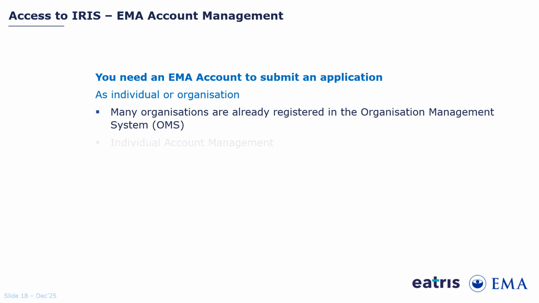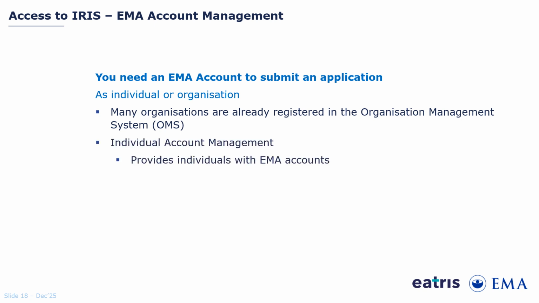EMA Individual Account Management is a user registration system that provides individuals with EMA accounts. Via those accounts, the users access the applications that are managed by the agency, IRIS included. IRIS users will use individual account management to obtain appropriate profiles with roles needed for their work in IRIS. You can affiliate yourself with an organization in OMS.